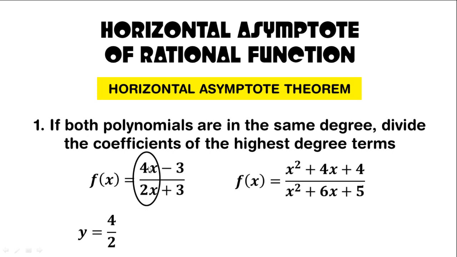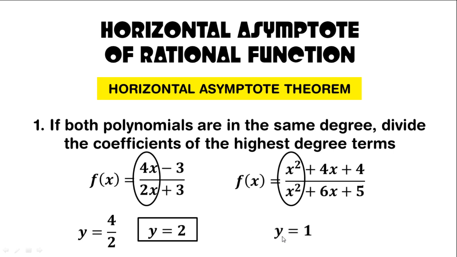Kung dito ang coefficient ng highest degree term is 4, dito naman ay 2. So magiging y is equal to 4 over 2. So the equation of the asymptote is y is equal to 2. Next, dito naman, x squared and x squared, ang coefficient nila pareho ay 1. So magiging y is equal to 1. And this is the equation of the horizontal asymptote.